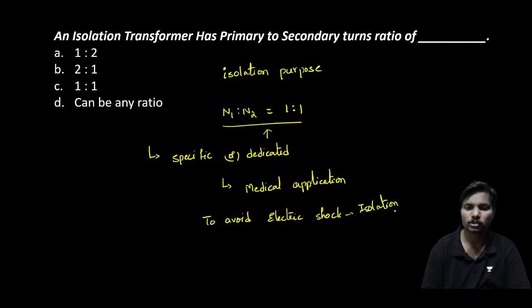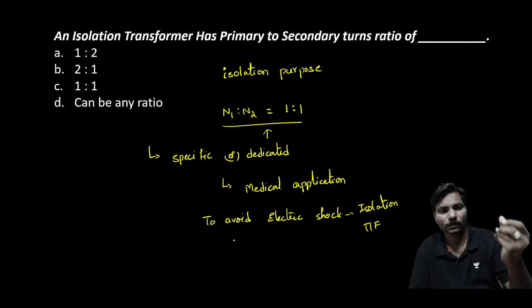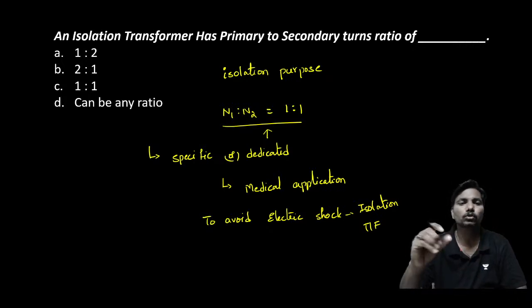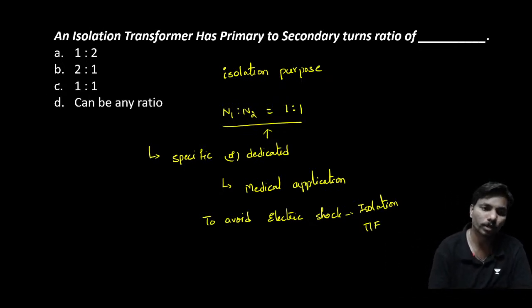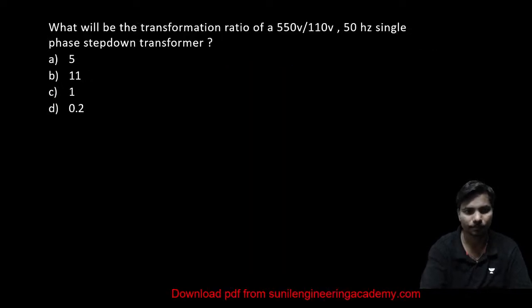If you use direct contact and you touch something accidentally, there is a shock. But in the case of a transformer, the energy is transferred through magnetic, not electric, means. So there is less chance of shock. In those cases, we use this isolation transformer. So that is 1:1 only.